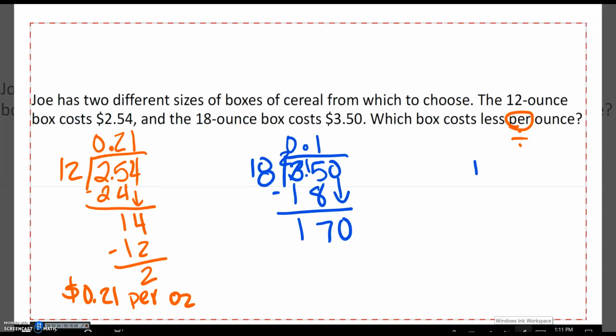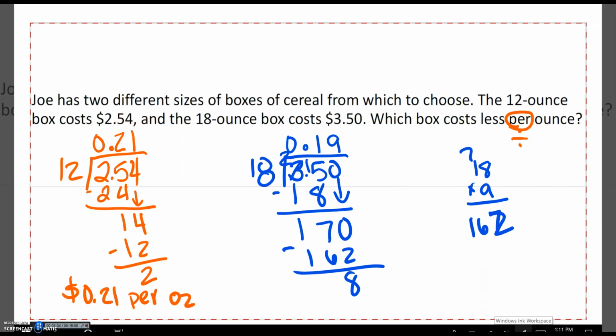to be 18 times 9. 18 times 9 is 72. Oops, 72, carry my 7, so it's going to be 162. So that's going to be 9 and then 162. Subtract, and I get 8.